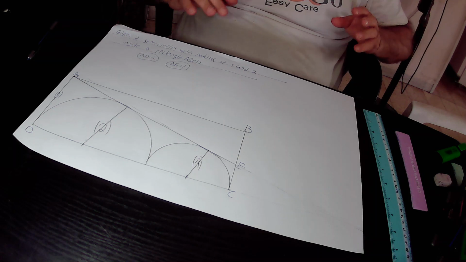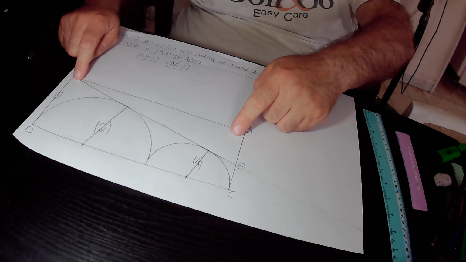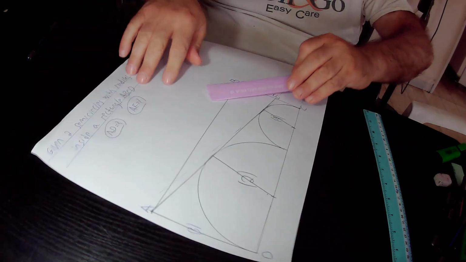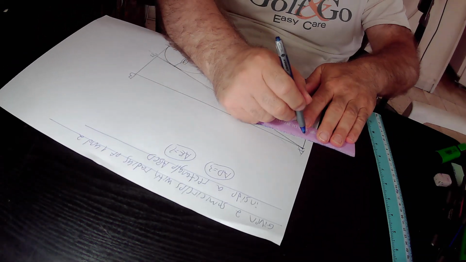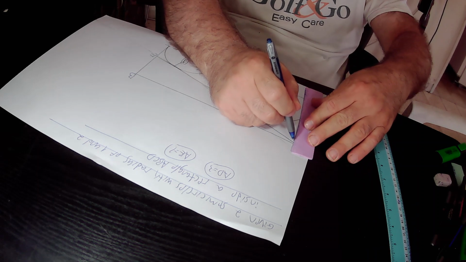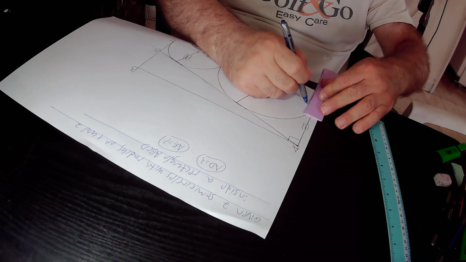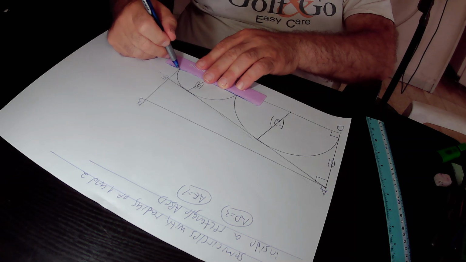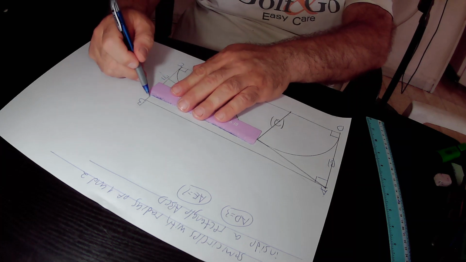First of all, we know that all the angles inside any rectangle are right angles. So those four angles are all right angles. This is a right angle. This is also a right angle. This angle is a right angle. And this is also a right angle.